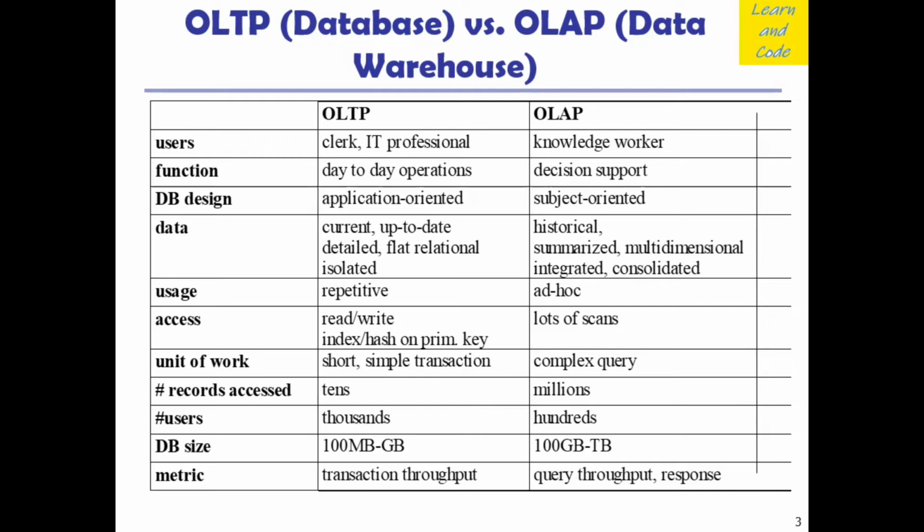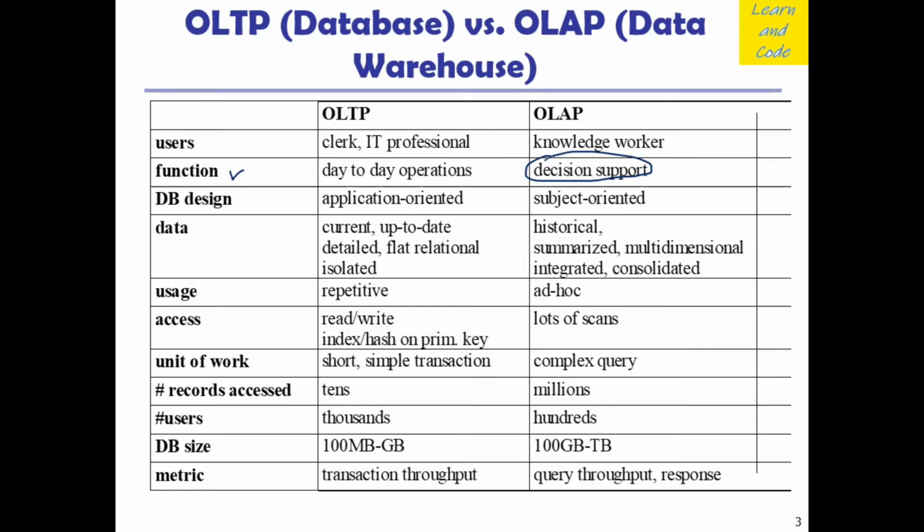If we talk about data warehouse or OLAP, the typical users are knowledge workers who are looking for knowledge out of the data, and that knowledge they'll use for making intelligent decisions. Then the second point is function. Databases are basically used for day-to-day operations, for day-to-day maintenance of data. But the main function of a data warehouse is to support the decision making process, so it is used for decision support.